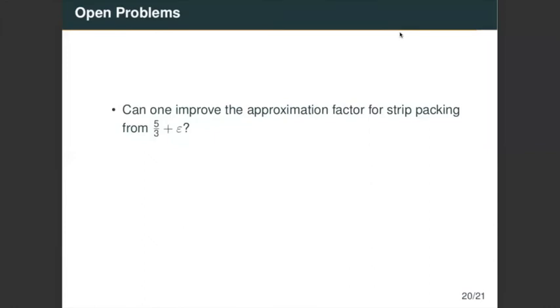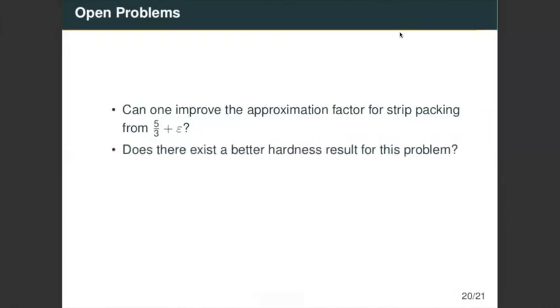I would like to end this discussion by proposing three open problems. The first open problem is the main open problem in this area. Can one improve the approximation factor for the strip packing problem from 5/3 plus epsilon? Note that one cannot hope for an approximation algorithm of factor less than 3/2. Another way to attack this problem is to improve the lower bounds in terms of approximation factor. So the question here is, does there exist a better hardness result? And by better, we mean better than 3/2 minus epsilon for this problem.